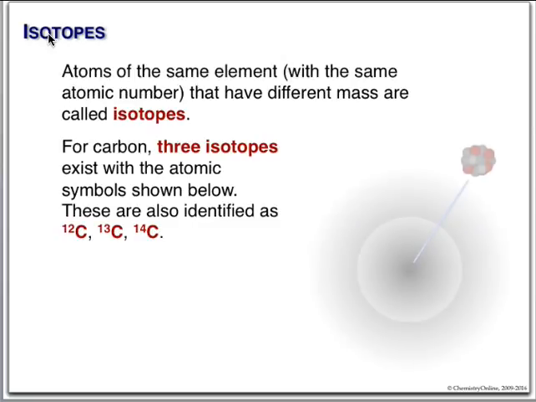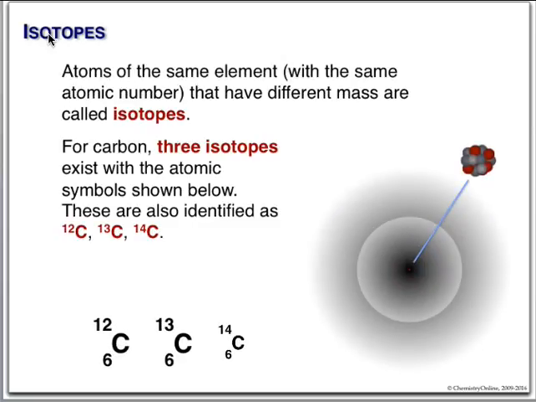Last chapter, we talked about isotopes. We said that atoms exist with the same number of protons and with different numbers of neutrons. And so for carbon, for example, carbon-12 is the common isotope. 99% of all carbon is carbon-12. A little bit of carbon-13, about 1%, and then a tiny trace of carbon-14. These are all carbon. They just have different numbers of neutrons in their nucleus. Any questions?